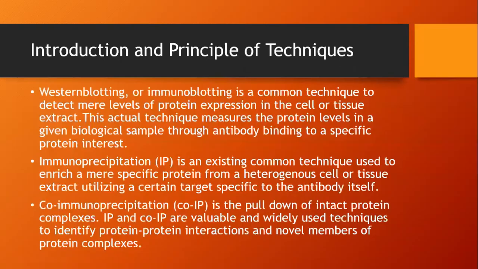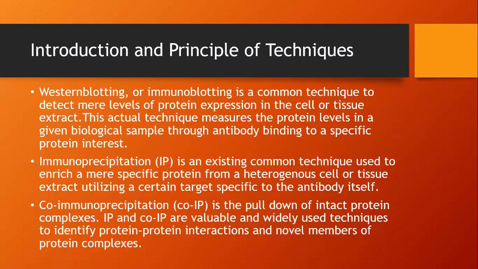Let's get started first with the introduction and the principle of techniques for both co-immunoprecipitation and immunoblotting. Western blotting, or immunoblotting, which is the same thing, is a common technique to detect the levels of protein expression in a cell or tissue extract. This technique measures protein levels in a given biological sample through antibody binding to a specific protein of interest. I put immunoprecipitation here because it's so similar to co-immunoprecipitation when it comes to the end result.